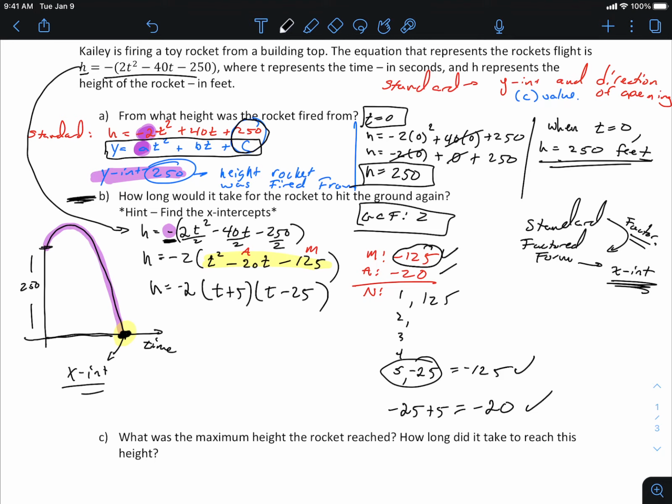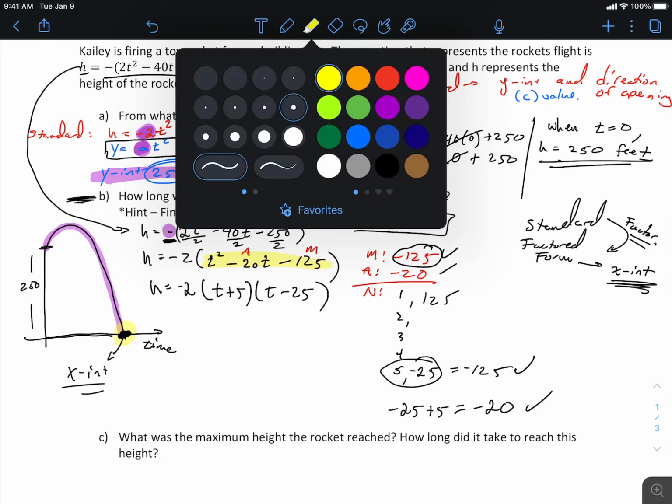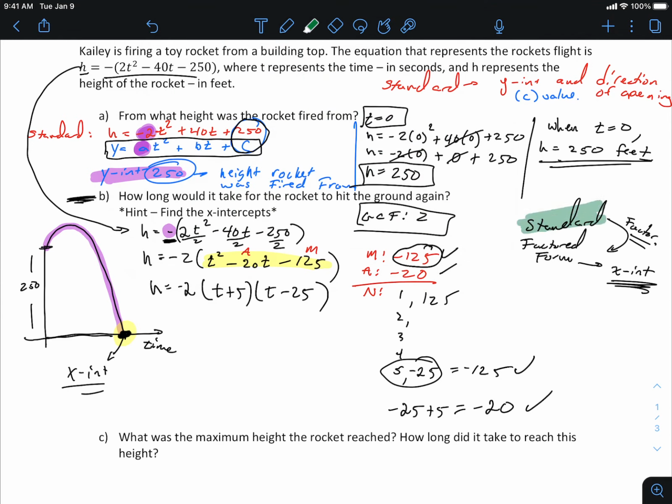Guys, are we okay with what happened there? All I did was take it. It was written in standard form, like this. I factored it using my process, and it turned into factored form. Why do I write things in factored form? So that I can read off the x-intercepts. Why do I care about the x-intercepts? Because it's how long it took for the rocket to hit the ground again. That's what we're after.